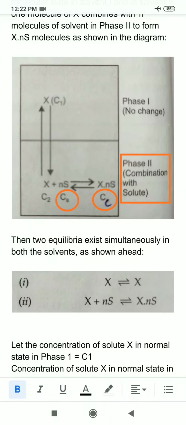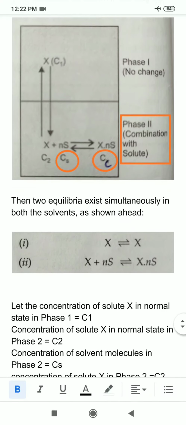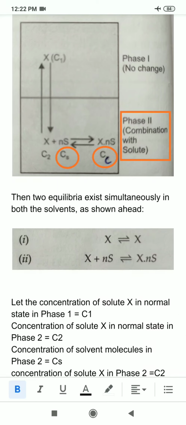Then two equilibria can exist simultaneously in both the solvents. Now what are the two equilibria? First one is equilibrium for the distribution of solute molecule X in between phases 1 and 2, and second equilibrium is equilibrium between solute and solvent molecules on one hand in solvent 2 and the complex molecules on the other hand. Is it clear? So these are the two equilibria that I have shown by numbering Roman numbers 1 and 2.